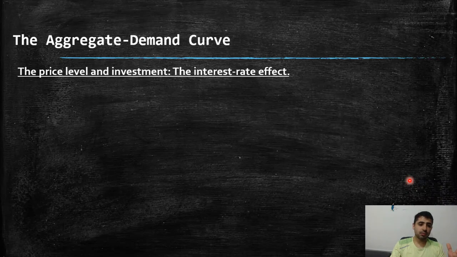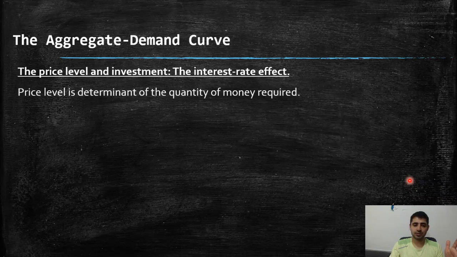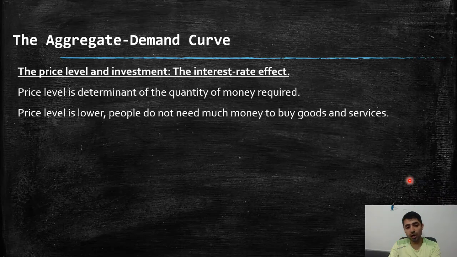What about the price level and investment? What we call the interest rate effect. The price level is a determinant of the quantity of money required. When the price is lower, people don't need as much money to buy goods and services. Imagine that the Big Mac now costs just 10 cents, so you no longer need the $3 that you paid before. So you have more money available. You are wealthier in some way.